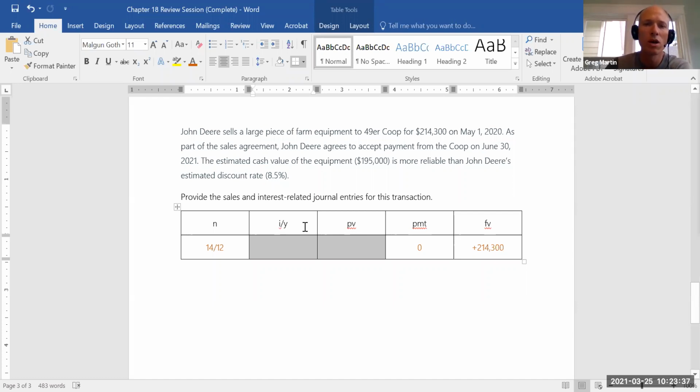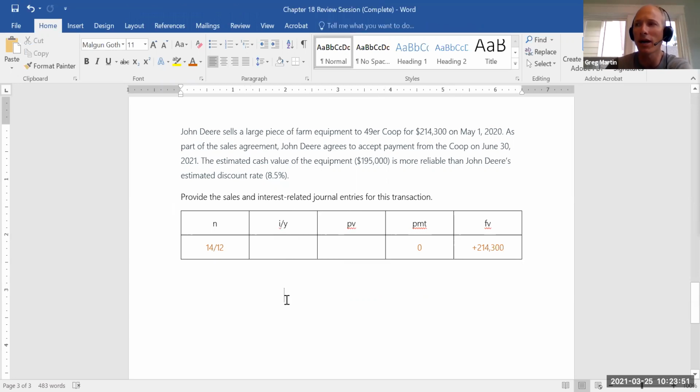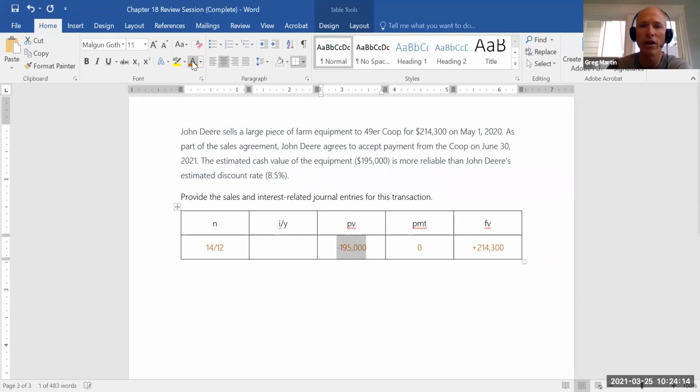And so really our choice is we either can use an estimate for I/Y and solve for PV, or we can use an estimate for PV and solve for I/Y. We just have to determine which of these we can more reliably estimate. In this case, we are told that the cash value of the equipment is more reliable than the discount rate. So what they're telling us is this PV, the present value of the equipment, is more reliable than the 8.5% discount rate. And so that means we put in our most reliable estimate for the present value, and then we solve for the I/Y.